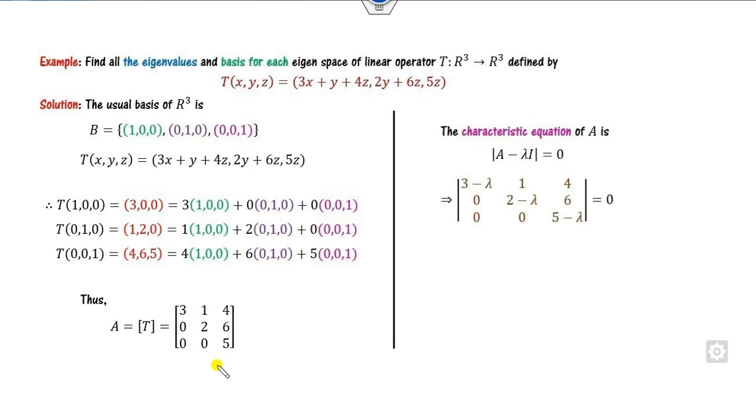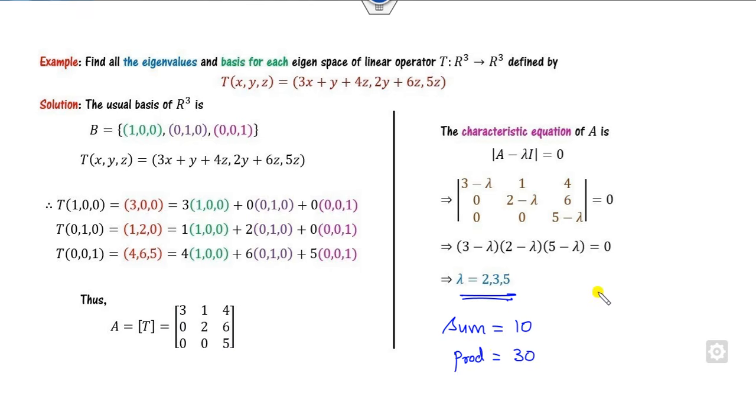Now once you are here, you can find the eigenvalues again. You can start from here. Otherwise, you can see the below-diagonal entries are 0, so the eigenvalues must be 3, 2 and 5. Otherwise, you can simplify this and get the same. You can check your answer. Sum of the eigenvalues is 10, product of the eigenvalues is 30. You can find the trace of the matrix and the determinant of the matrix. The trace is 10, and the determinant is also 30.